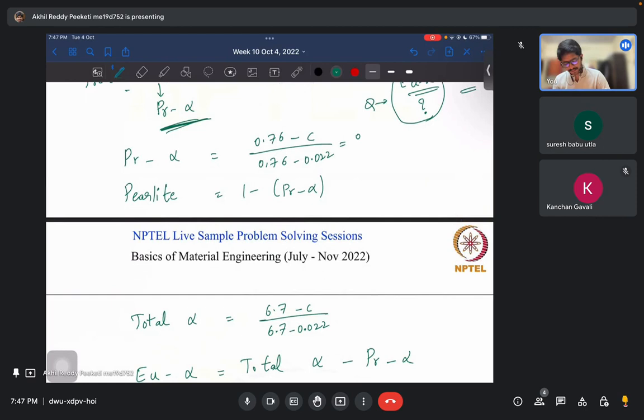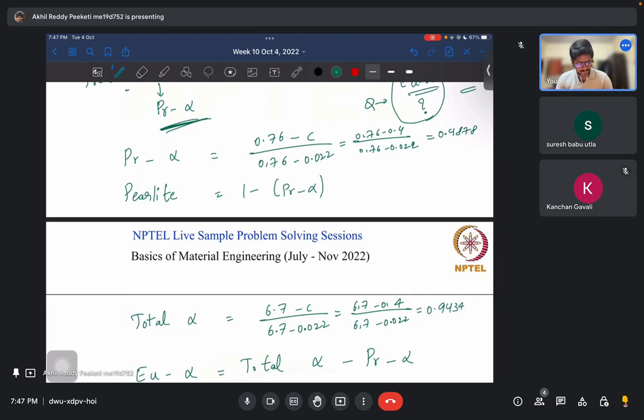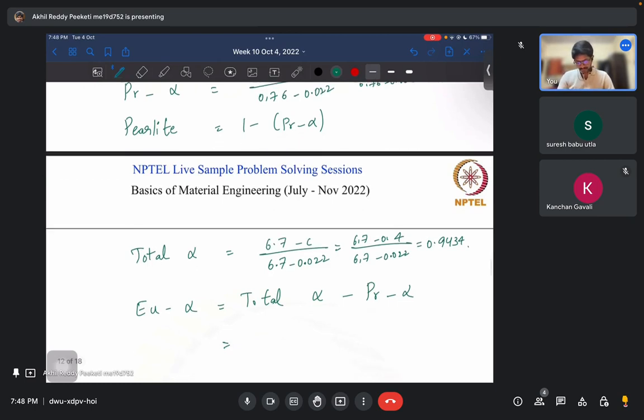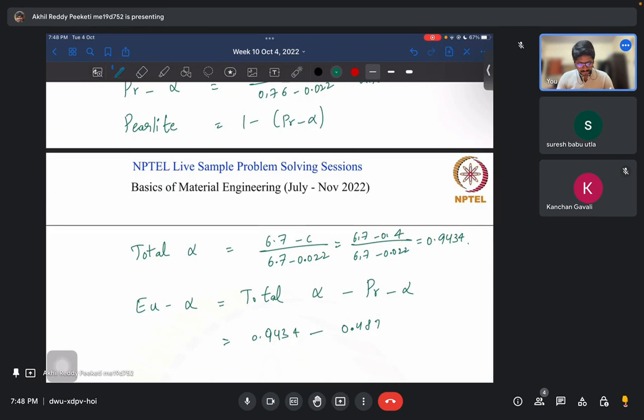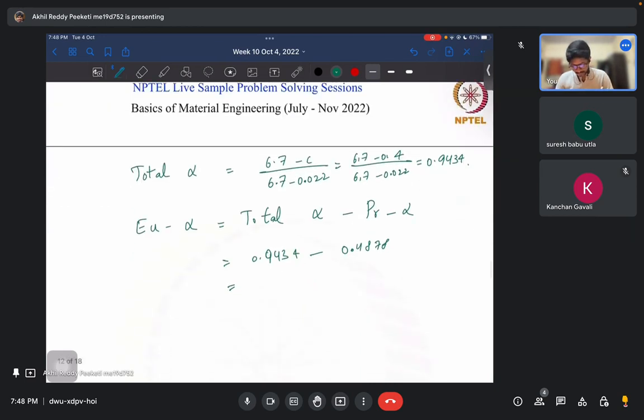So if you substitute 0.4, here we are getting 0.4878. So almost 48, okay, mass fraction 0.4878. Let's take it like that only. Now total alpha would be (6.7 minus 0.4) by (6.7 minus 0.02). This would turn out 0.9434. Okay. Now eutectoid alpha would be 0.9434 minus 0.4878. This would give 0.4556.